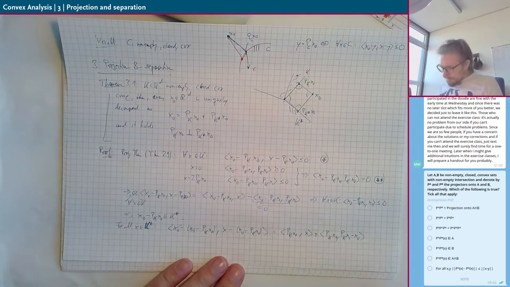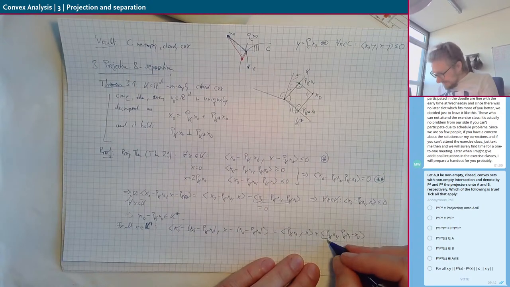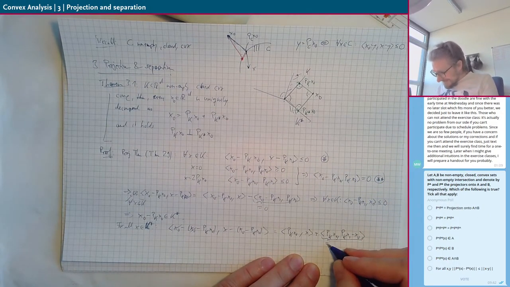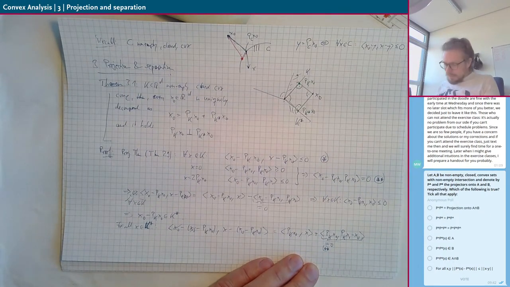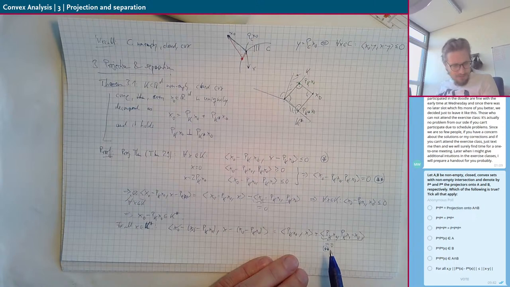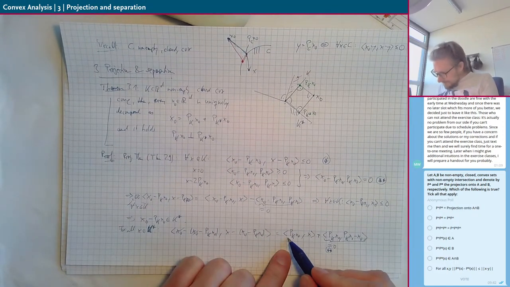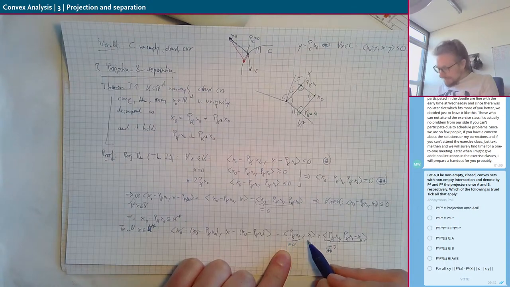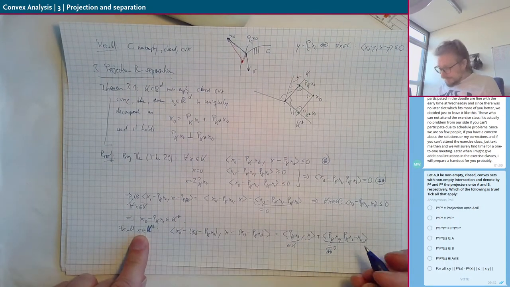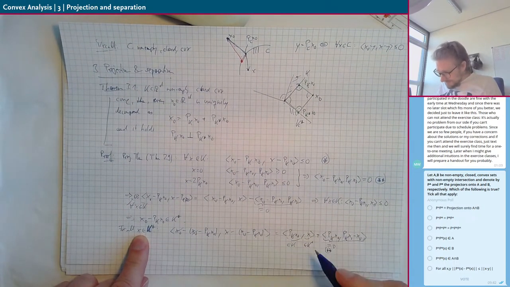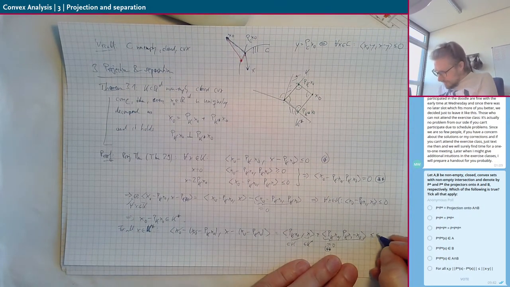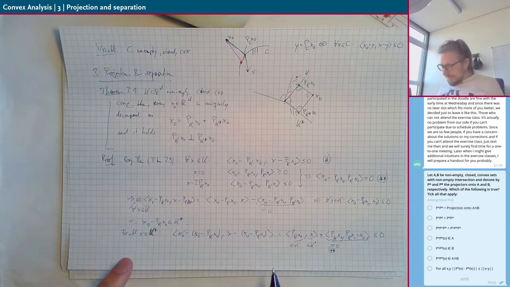Okay, but we have already seen that this term is zero by the two stars equality. And now this here is by definition in K, it's a projection of something onto K, and this is also by definition in K star, so this is an inner product of two elements, one in the cone, one in the polar cone, so this is non-positive. And now we have it.